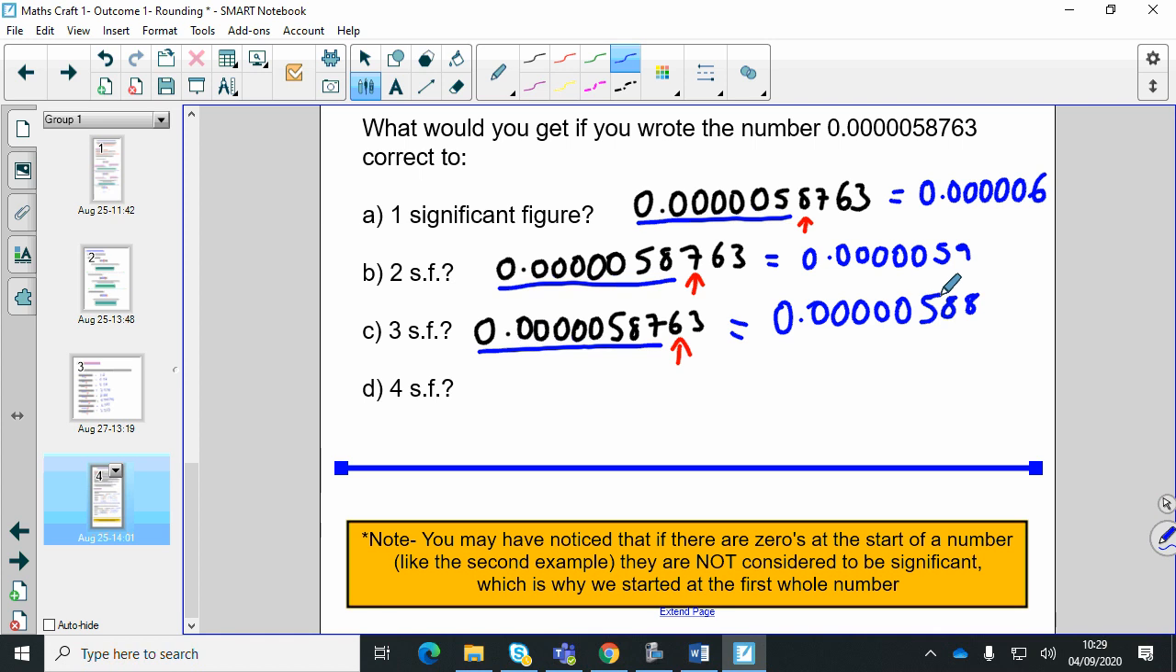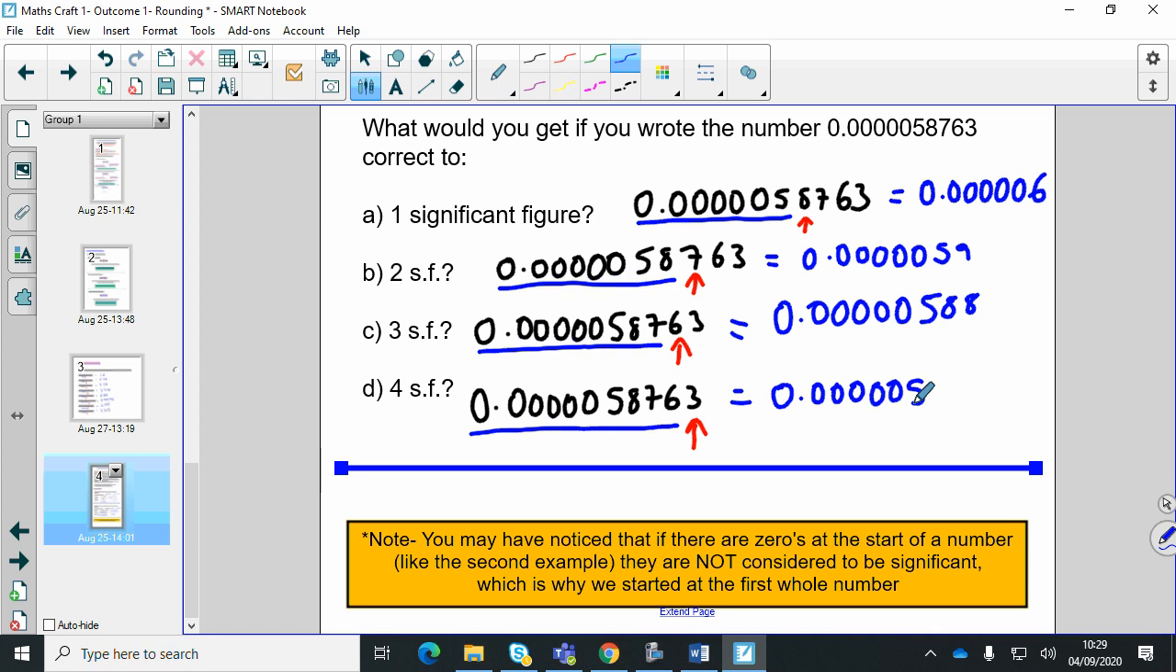And then final example, 4 significant figures. We're going to underline the first 4. Check the fifth one to see which way it rounds. And because 3 is less than 5, this number is going to now stay the same. 0.000005876, and that 3 just drops off.